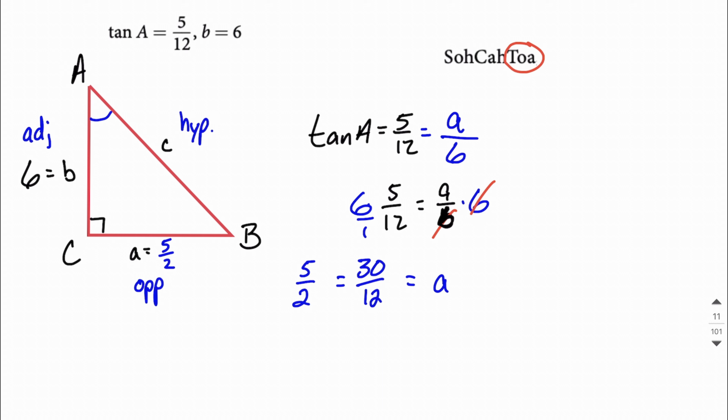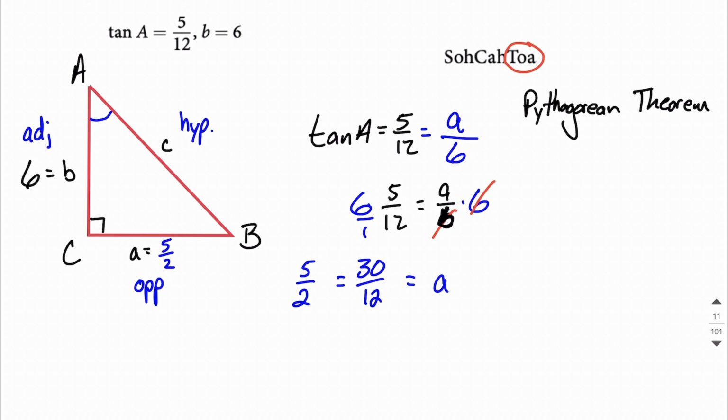Now we still need to find side length C. So finding side length C, we could use one of these trigonometric ratios, or can we? We don't know any of the angles, so we're a little bit stuck there. We only have that one trigonometric ratio for tangent. We kind of used it up already. So the next thing I'm going to suggest we utilize is referred to as the Pythagorean Theorem.